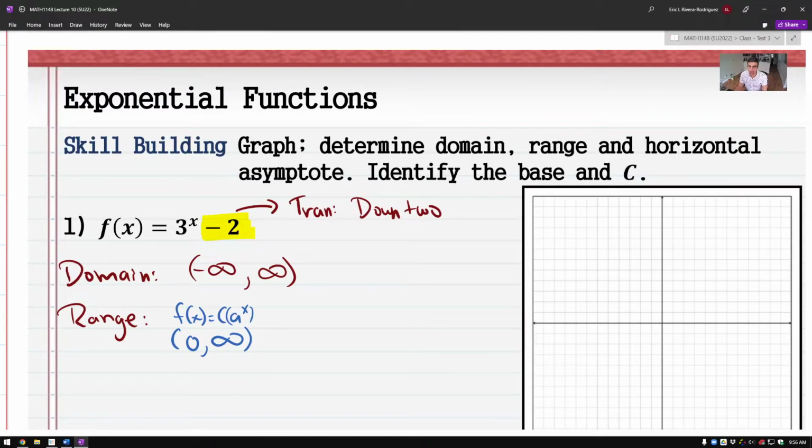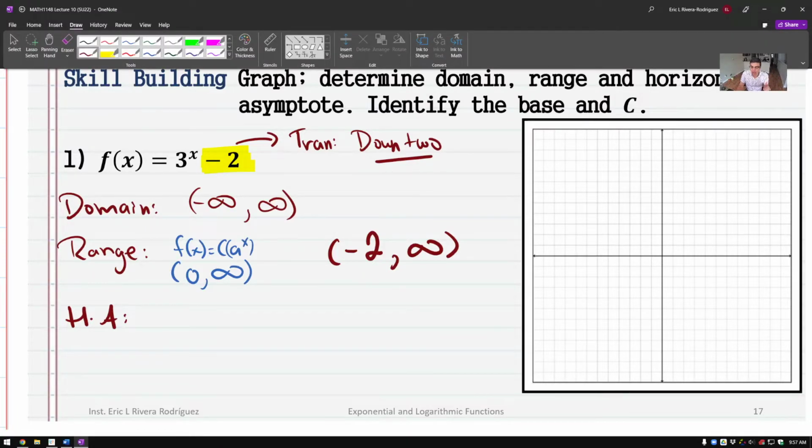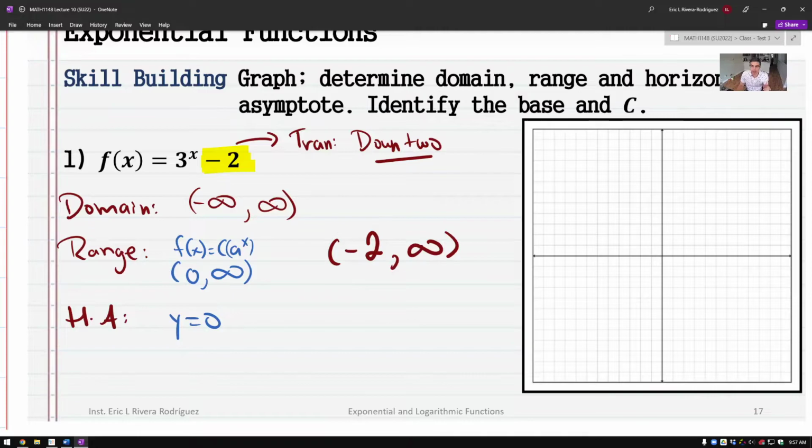So the effect of this is not only on the graph, not only on the asymptote, it's also on the range. So now the range is from -2 to positive infinity. Okay? Careful with that. What else? Horizontal asymptote, HA. Originally, the horizontal asymptote is y equals 0, right? Well, there's a transformation. So our horizontal asymptote now is y equals -2. See how I'm writing and identifying the asymptote? Y equals is an equation.